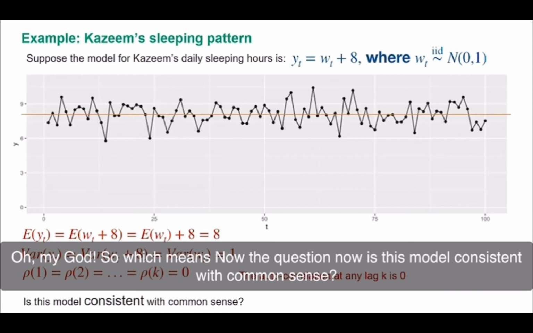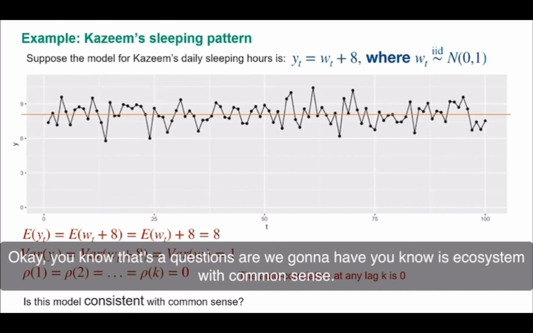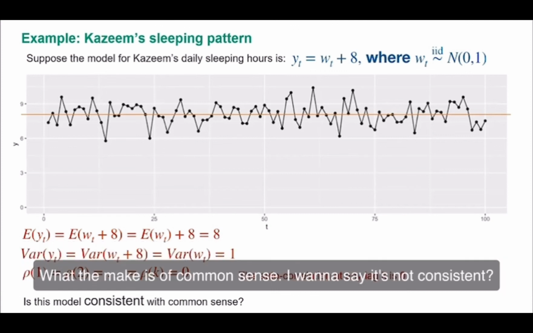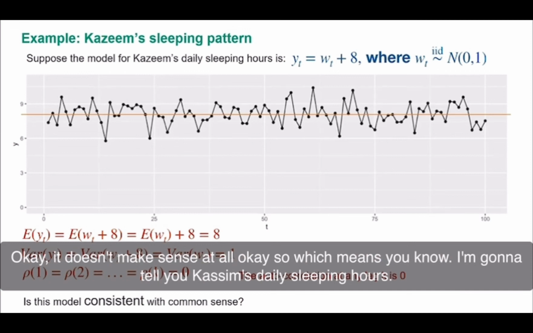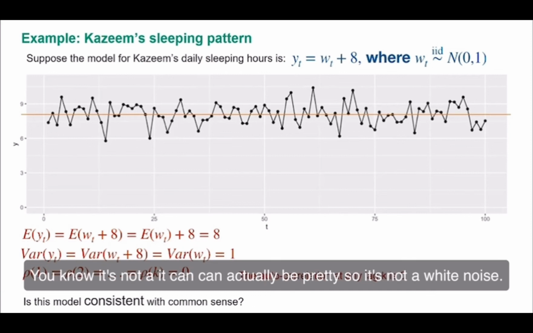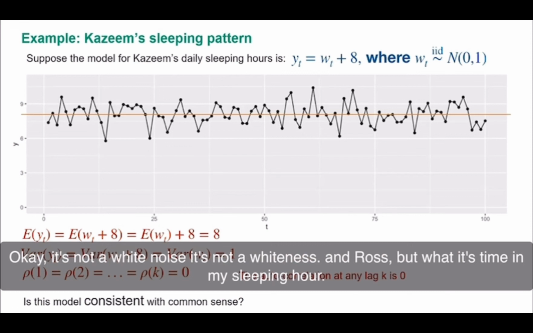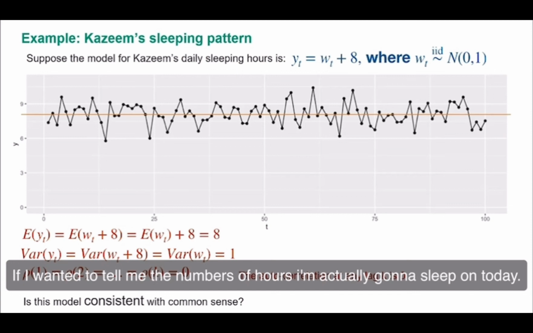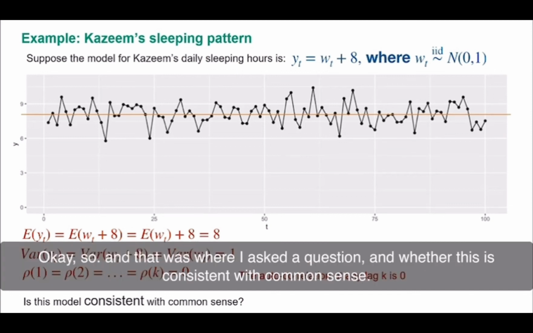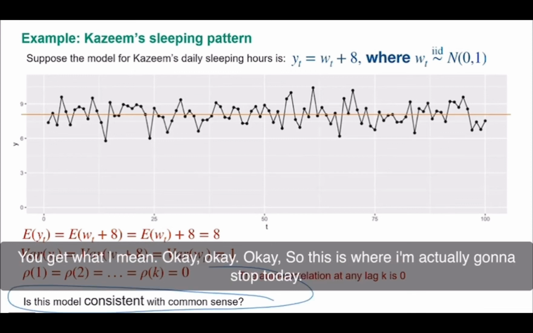Which means the question now is, is this model consistent with common sense? We want to make use of common sense. I want to say it's not consistent. How can you tell me my sleeping hours are unpredictable? It doesn't make sense at all. So Kazim's daily sleeping hours can actually be predicted. So it's not white noise at all. What determines my sleeping hours actually depends on the number of hours I slept yesterday, if I want to determine the number of hours I'm going to sleep today. That was why I asked whether this is consistent with common sense. You get what I mean?